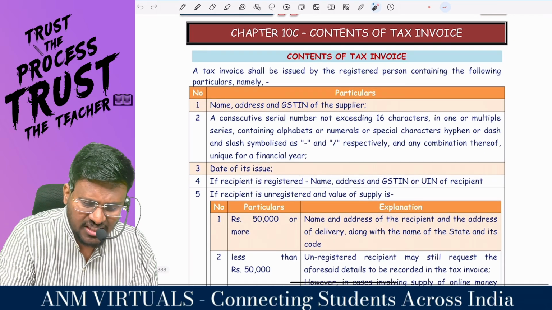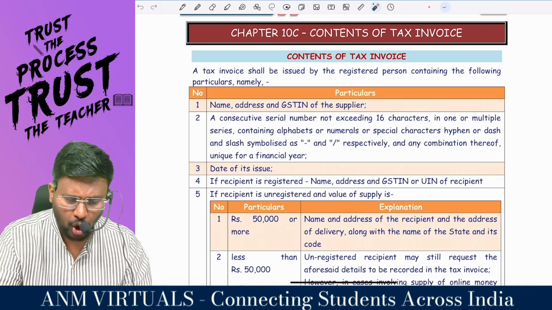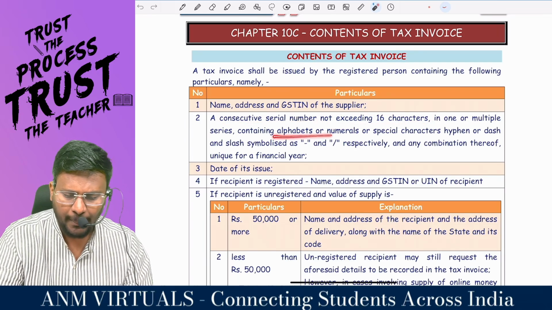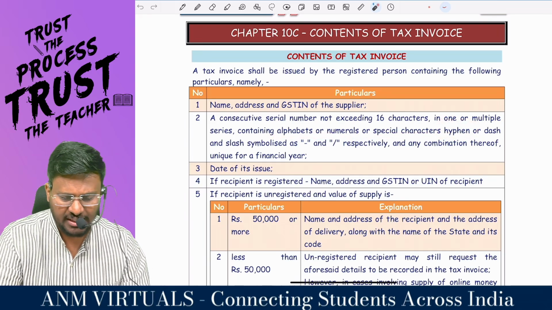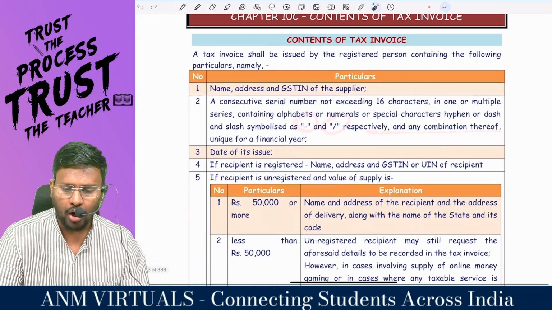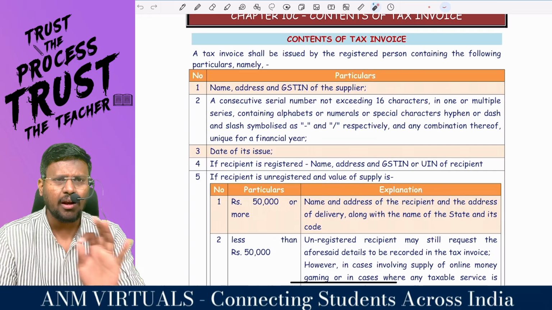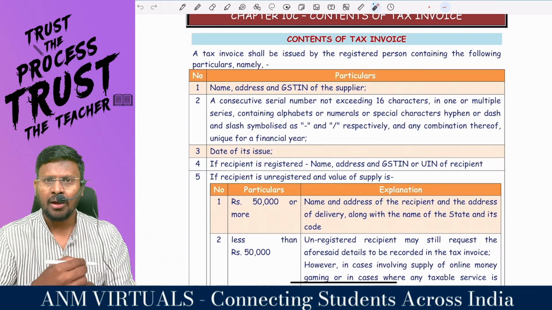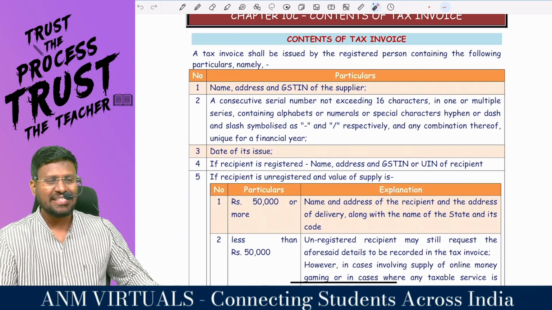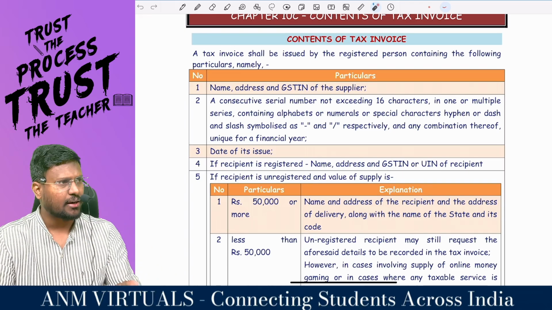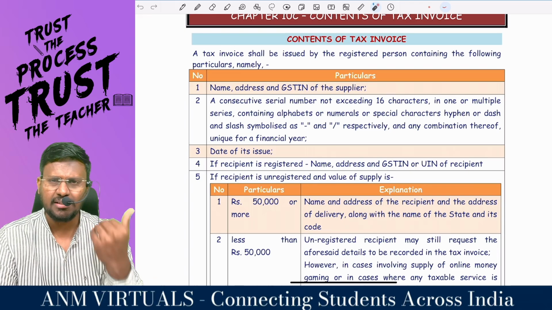Number two, consecutive serial number not exceeding how many characters? In one or multiple series containing alphabets or numerals or special characters, hyphen or dash and slash, or any combination thereof, unique for a what year? Financial year. That means some serial number should be there, which should not exceed how many characters? 16 characters. So you can design a number which consists of 16 characters. It may have a dash or a hyphen or a slash, such symbols.